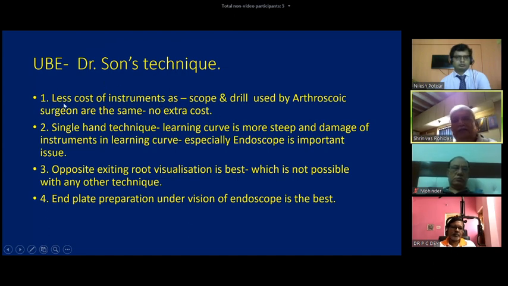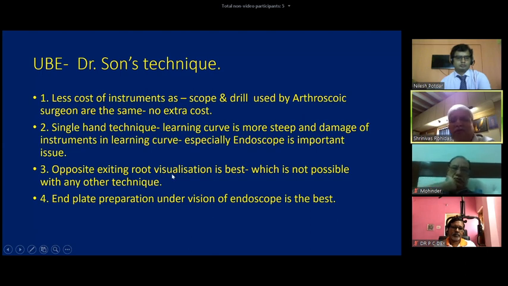Now, in UBE there is less cost of the instruments, as the scope and the drill used by the arthroscopic surgeon are the same. So there is no extra cost. It's a single hand technique. The learning curve is more steep, and damage of the instruments in the learning curve, especially the endoscope, is an important issue.